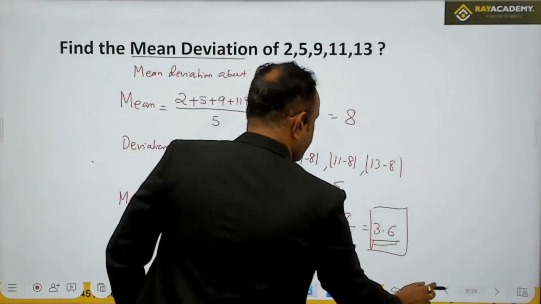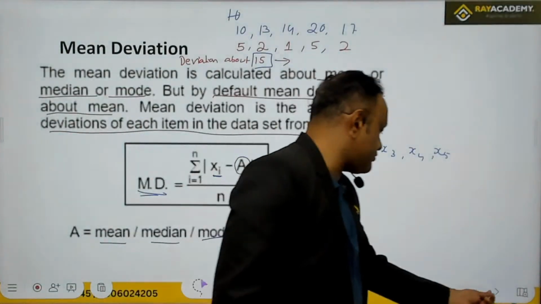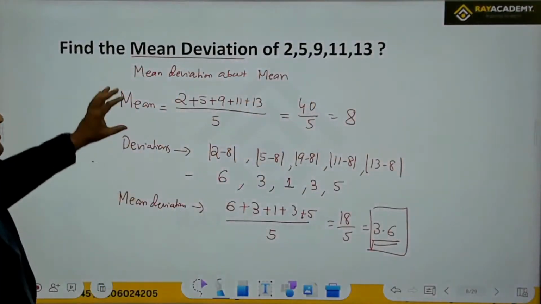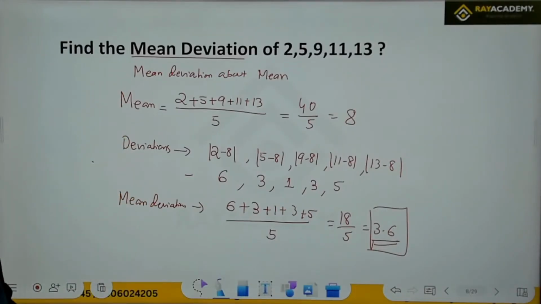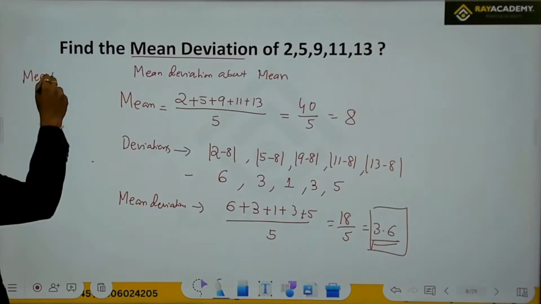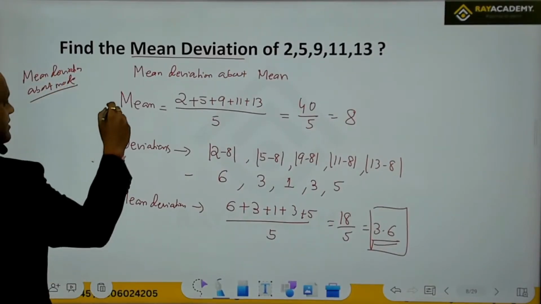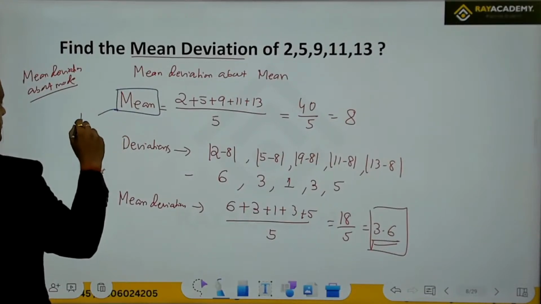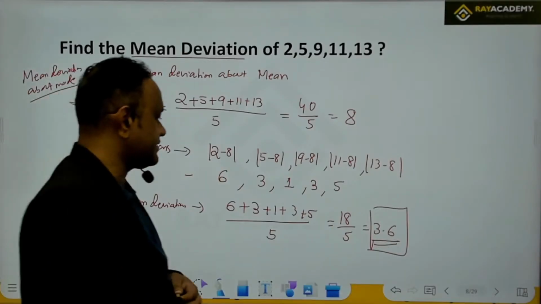No need to remember the formula also. The formula is given, but understand the approach. The approach is: mean deviation about mean, first find the mean, then find the deviations, then take the average of all the deviations. If mean deviation about mode is given, all the approach will remain the same, only the mean will be changed to mode. Similarly, if median is given, this will be changed to median. Nothing else.